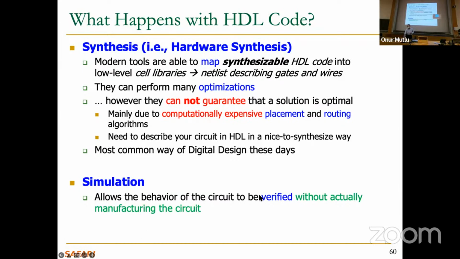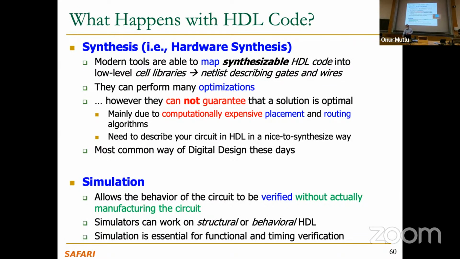Basically, this allows the behavior of the circuit to be verified without actually manufacturing the circuit. This is very powerful. You have to do this. Otherwise, manufacturing the circuit is very expensive, right? You don't want to manufacture a circuit before simulating and verifying it. Okay, and simulators can work on both types of hardware description language, structural and behavioral. And this is really essential for functional and timing verification. We're going to talk about timing verification tomorrow. But even for functional verification, you want to see when these inputs change, what happened to outputs. And if that change doesn't match your functional thinking about what you expect from the circuit, then there must be something wrong with your description in hardware.